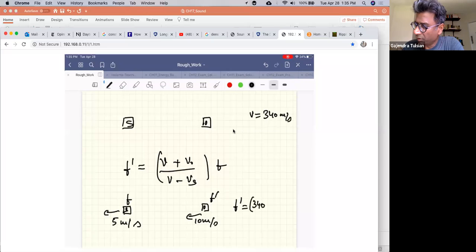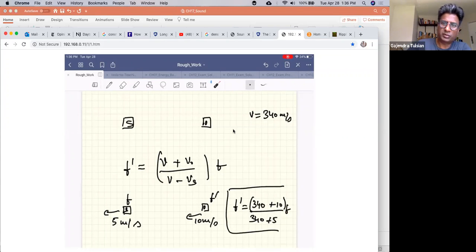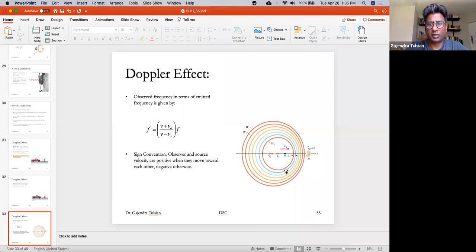The observer is moving toward the source, so that would be positive. So that's plus 10 meters per second. 340. And the source is moving away from the observer. So his velocity is negative, negative of negative. So that's plus 5 meters per second. So this would be the perceived frequency, that would be the emitted frequency. Okay, so that's how that formula works. And anyway, it covers all cases.